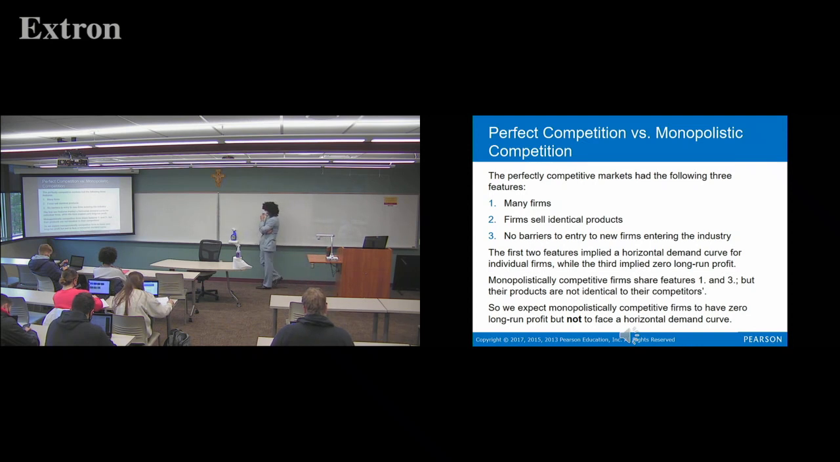What we saw in monopolies is these firms have market power because there's no other firms that are offering this product. So they could sell it above marginal cost. Now we're going to move on to monopolistic competition, which has some features of both of those. So it's the many firms and the identical products in the perfectly competitive market that imply this horizontal demand curve. So no matter what, they're going to keep it at that price. That's the market price. And because there's no barriers to entry for new firms entering the industry, there's going to be no long-run profit.